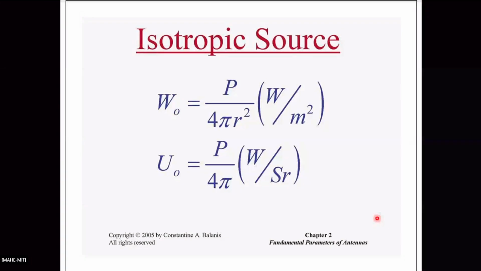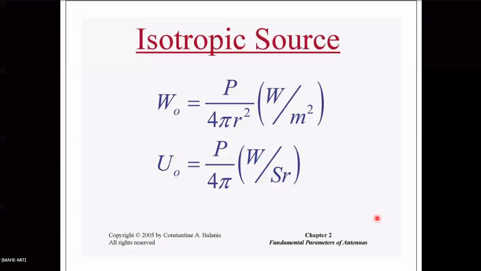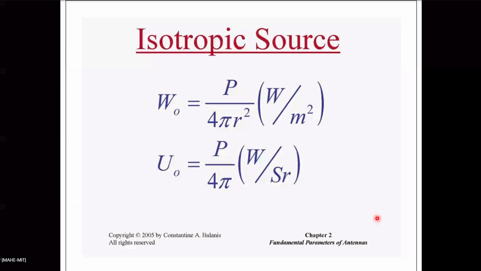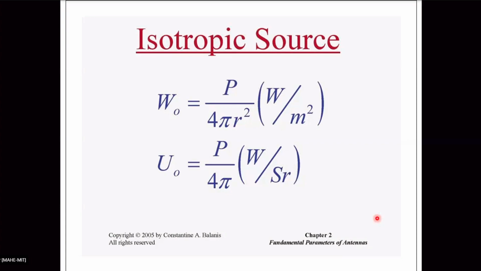Isotropic source. Power is W naught because it has no pattern. It is uniform, the same throughout whatever direction you take. So power density is the same at all points on the surface of a sphere. Whatever point you take, for an isotropic source, because it has no pattern, it is the same. So total power divided by 4 pi R square should be the power density at any point.